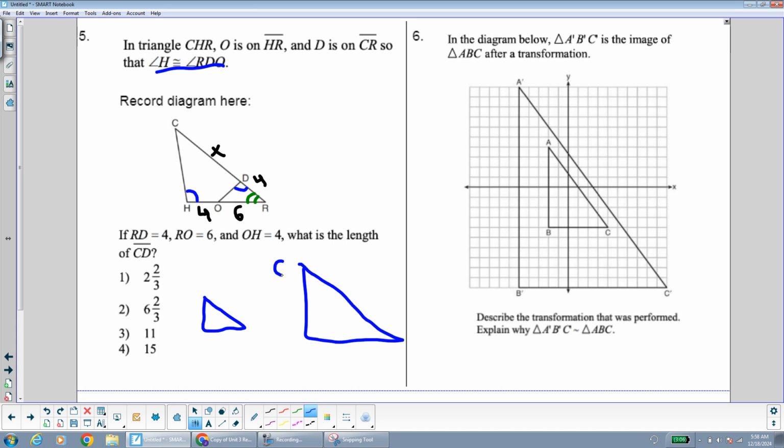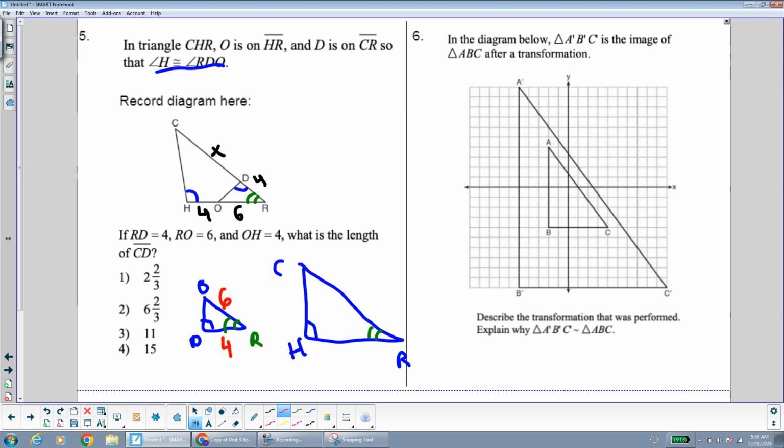and I'm going to make them face the same way. I'll keep the big one as CHR. They share angle R, so on the small one, I'm going to put angle R in the same spot. And these two angles are congruent, so they have to match up. So if angle H is over here, I'm going to put angle D here, and that leaves O for the top. Now I'll relabel the triangles. RO is 6. RD is 4.